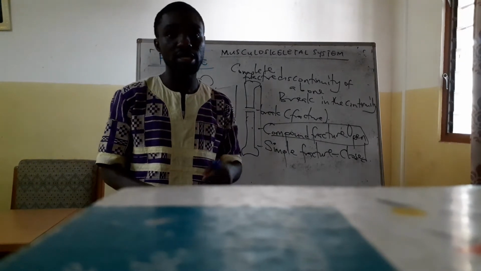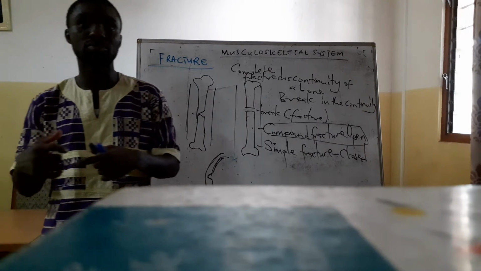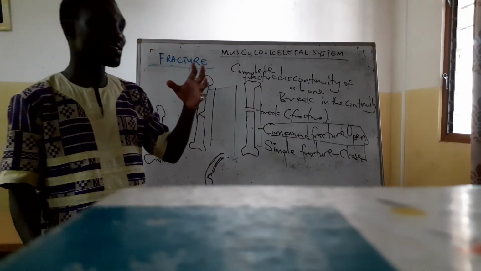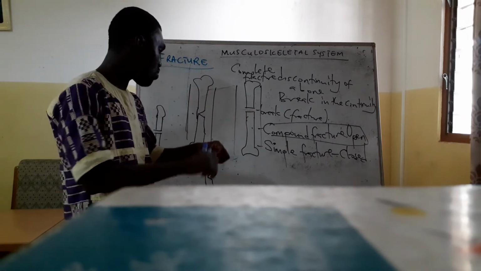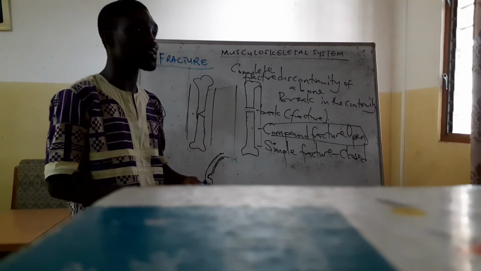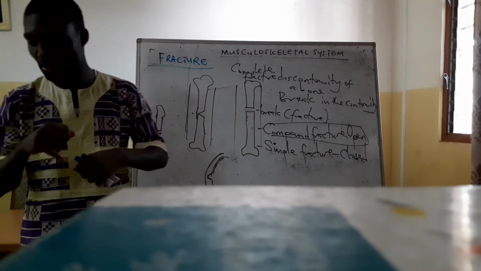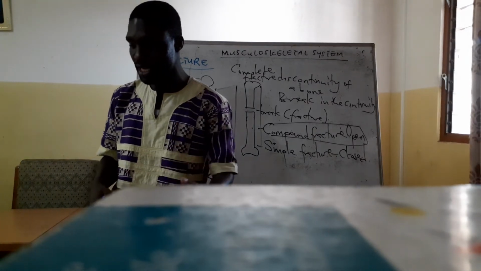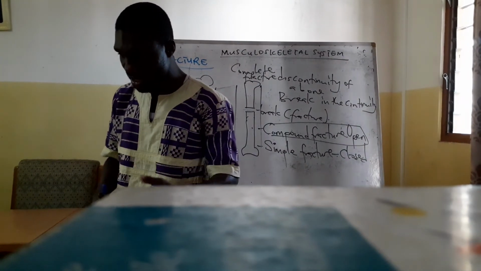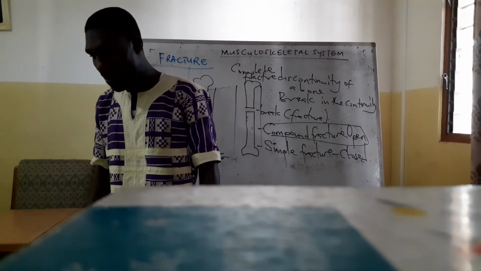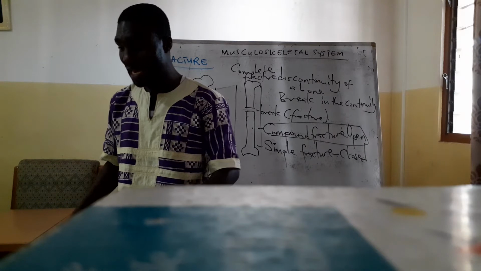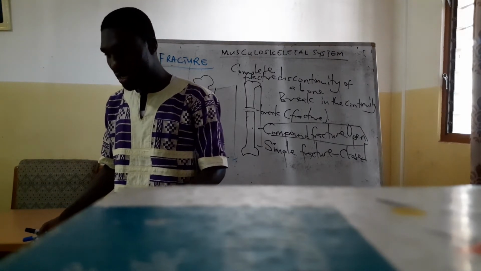Because the bone of children is not like adult bone, where it normally breaks completely. Because it's not decalcified, most of the time part is broken and part remains intact. So greenstick fracture is a type of incomplete fracture in which one part of the bone is broken and the other part is bent.